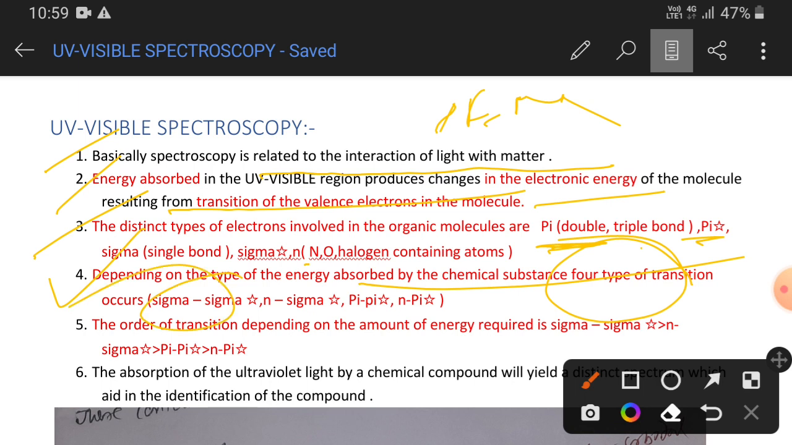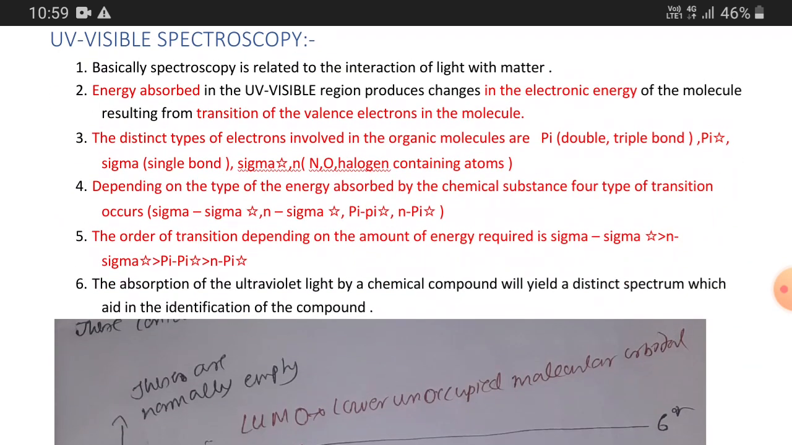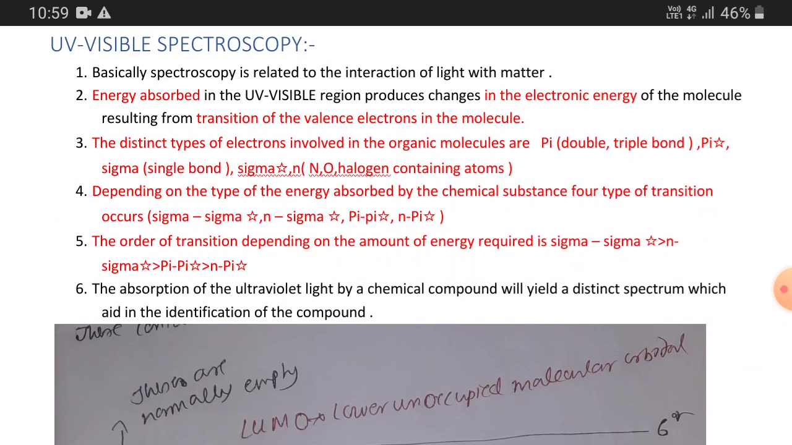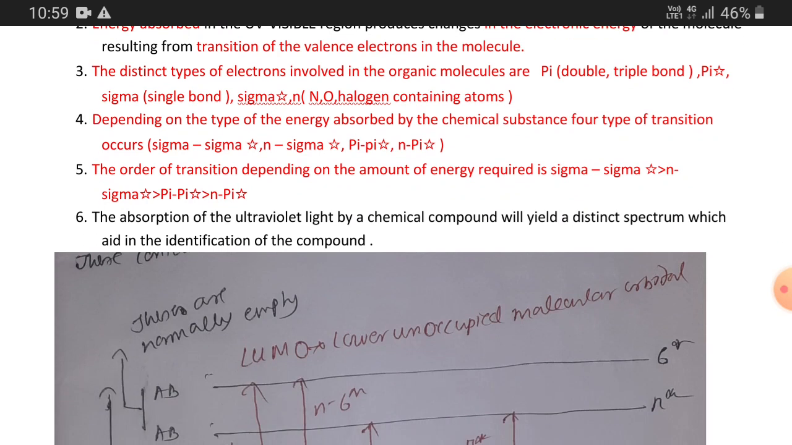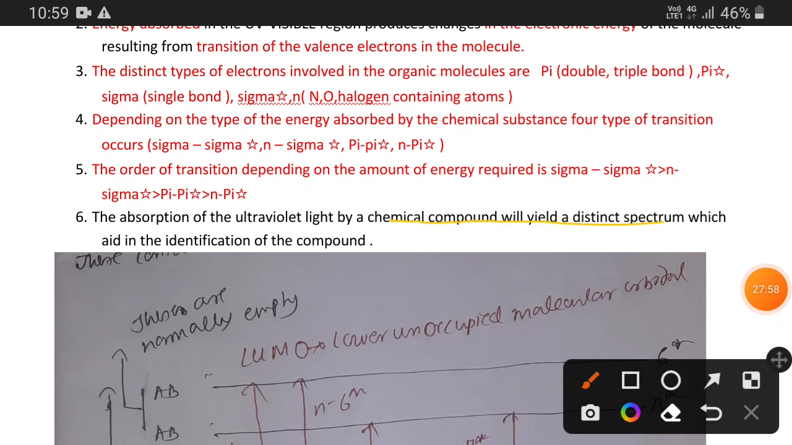Sigma to sigma star will require the highest energy, then N to sigma star, then pi to pi star, and then N to pi star. That is the order of transition depending on the amount of energy required: sigma to sigma star, N to sigma star, pi to pi star, and N to pi star. The absorption of ultraviolet light by a chemical compound will yield a distinct spectrum that will give us the identification of the compound.